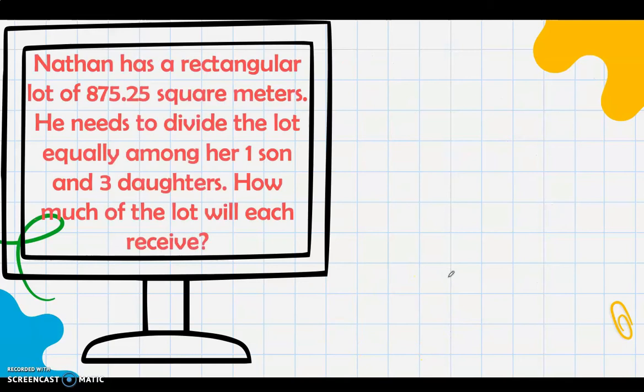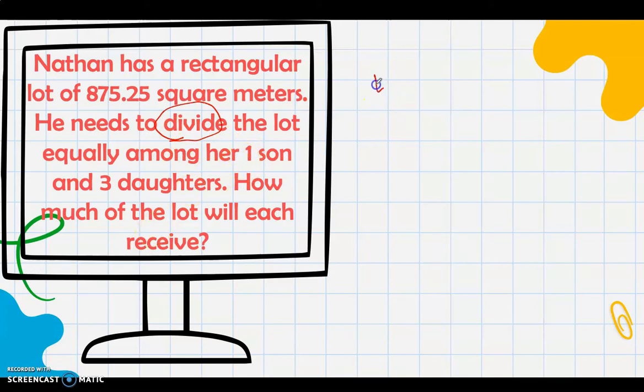Next, Nathan has a rectangular lot of 872.25 square meters. He needs to divide the lot equally among her one son and three daughters. How much of the lot will each receive? It's very obvious that we're going to divide because of the word divide. But how many are we going to divide by? We have 4: 1 for the one son and then 3 daughters.